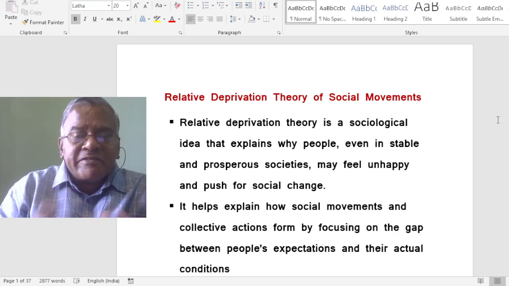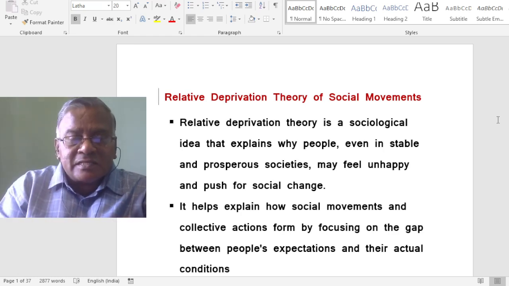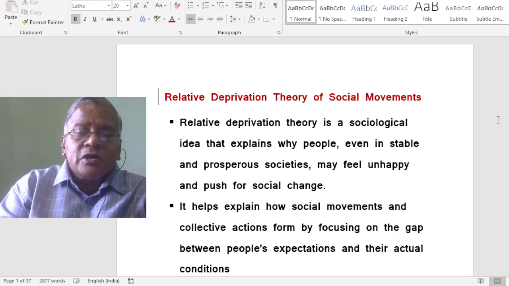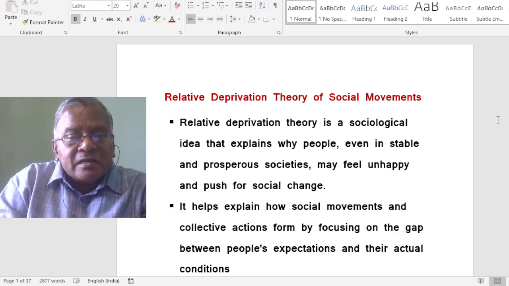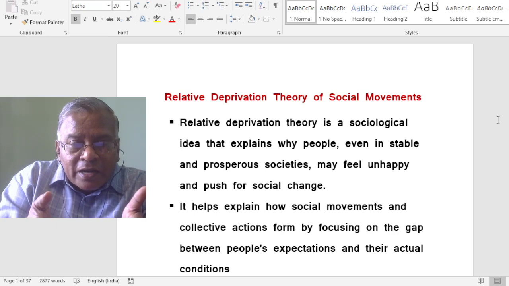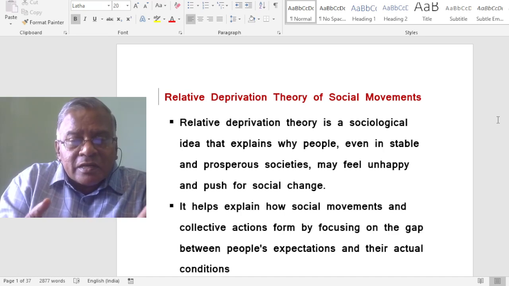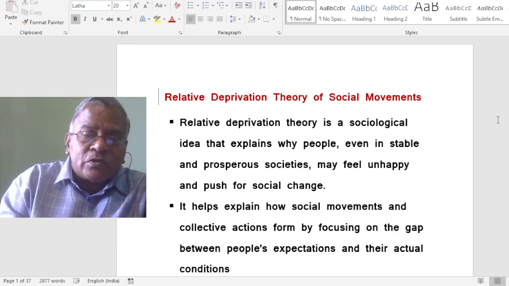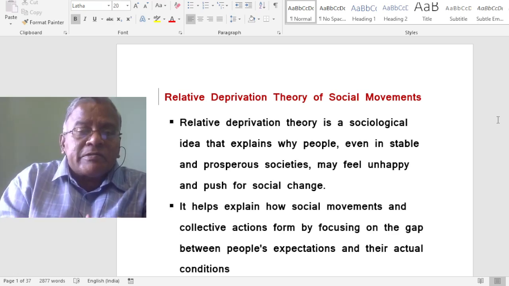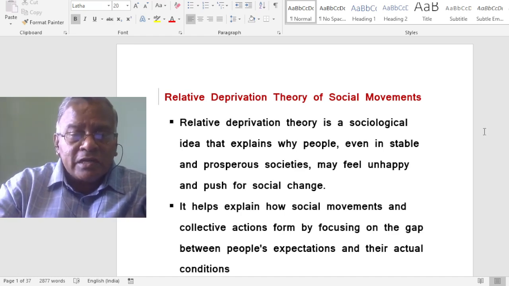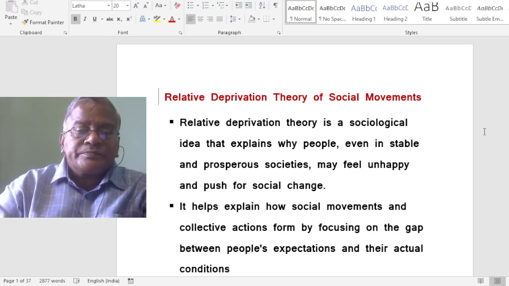What do you mean by deprivation? See, you wish to have certain things, but due to certain conditions you are unable to get that. You are deprived of certain privileges. That means you are rejected in certain areas. Certain benefits in the society are rejected for you. So that is called deprivation. So there is a relative deprivation theory in social movements, in sociology. We are just talking about it.